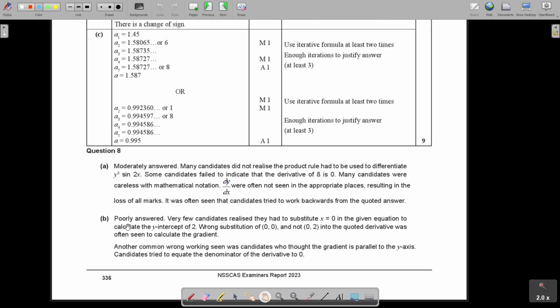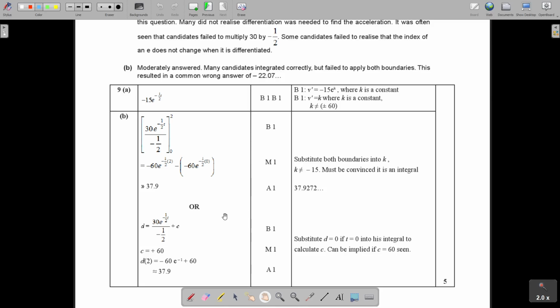Poorly answered. Very few candidates realized they had to substitute x is 0 in the given or the original to calculate the y-intercept of 2. Wrong substitution of 0, 0 or 0, 2 into the quoted derivative was often seen to calculate the gradient. Another common wrong working seen was candidates who thought the gradient is parallel to the y-axis. Candidates tried to equate the denominator of the derivative to 0, but that was incorrect. Okay, and then they just show you the answer.